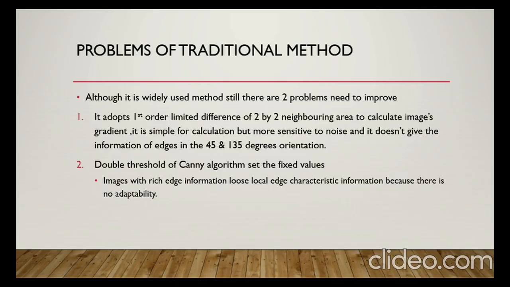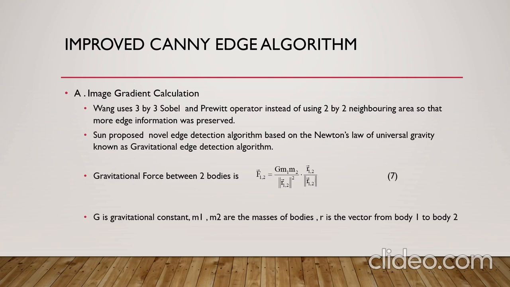And thank you. Hello everyone, I'm Hari. Now I will discuss improved Canny edge detection algorithm. The first step is to find out the image gradient. Professor Wang uses 3 by 3 Sobel operator and Prewitt operator instead of using 2 by 2 neighboring area operator, so that more edge information was preserved.